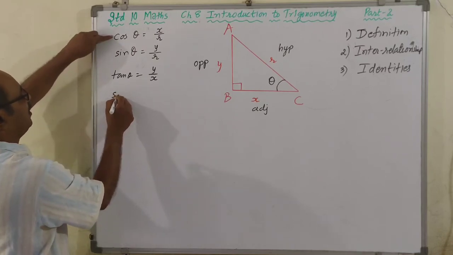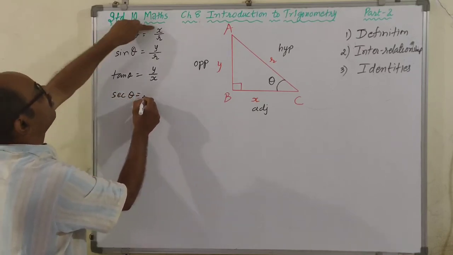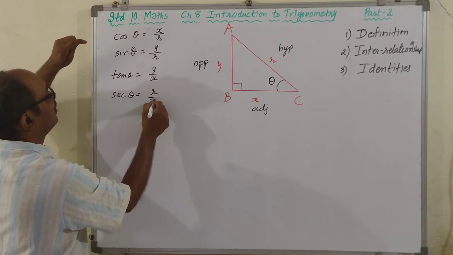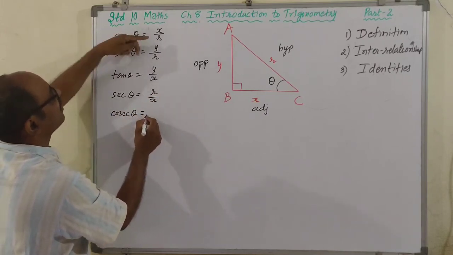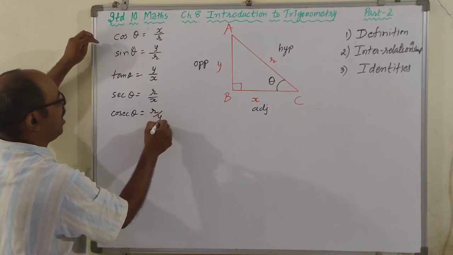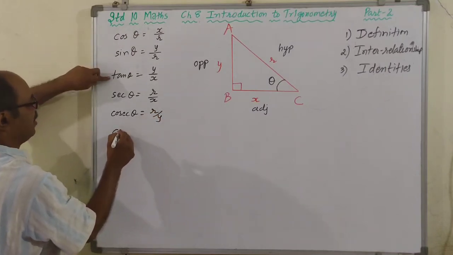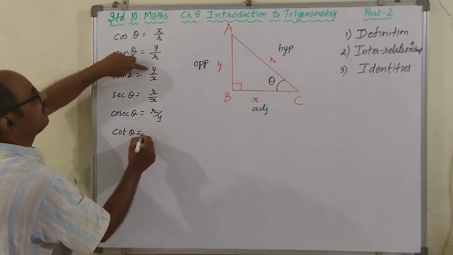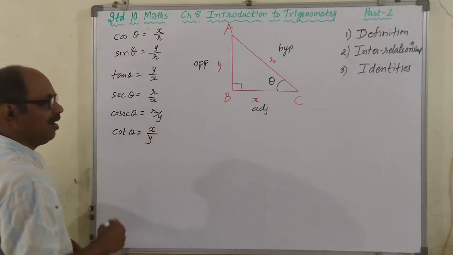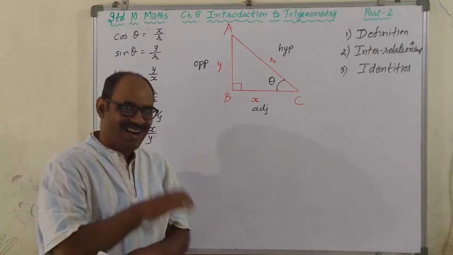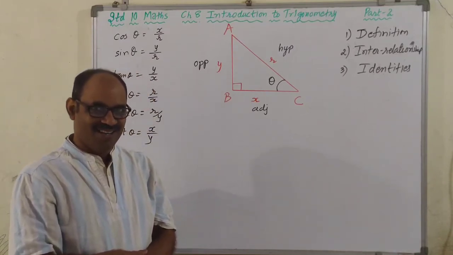Inverse of cos is sec theta, so it will be r upon x. Inverse of sine is cosec theta, so r upon y. And inverse of tan is cot theta. Tan theta is y upon x, so cot theta will be x upon y. I hope you have already learned this. Sure? Okay, good.